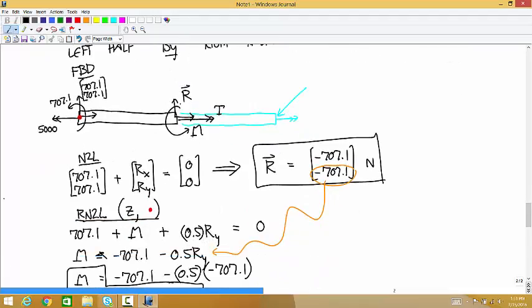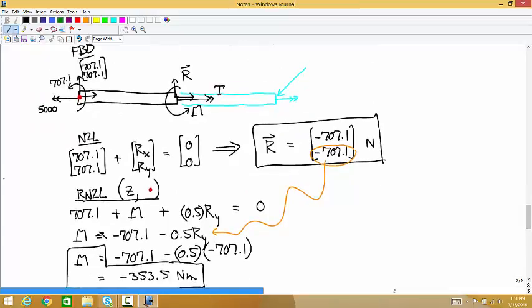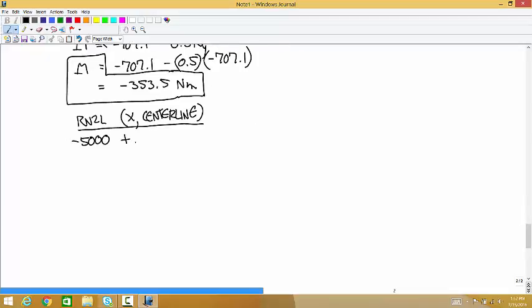What else do we have? So now we're over to the ones on the right end. Does that force R apply a moment about the x-axis? No. The moment M? Nope. It applies a moment about the z-axis, not the x-axis. And then the torque T applies one about the x-axis. So this says that the torque T is equal to positive 5,000 Newton meters.